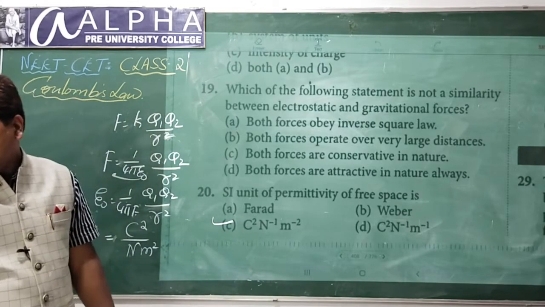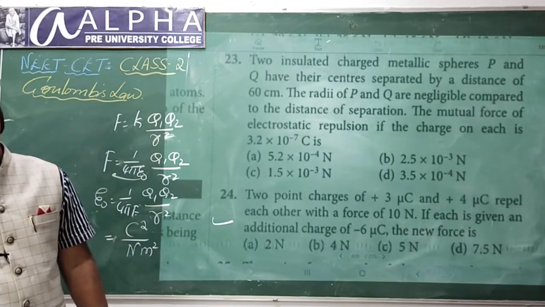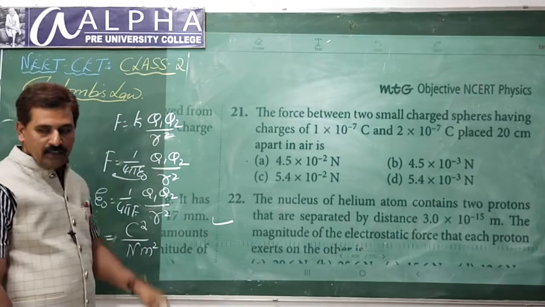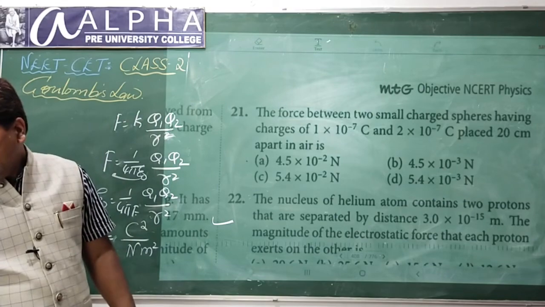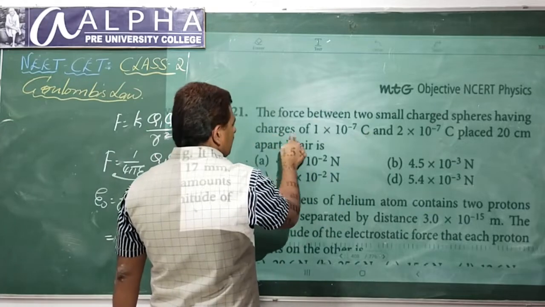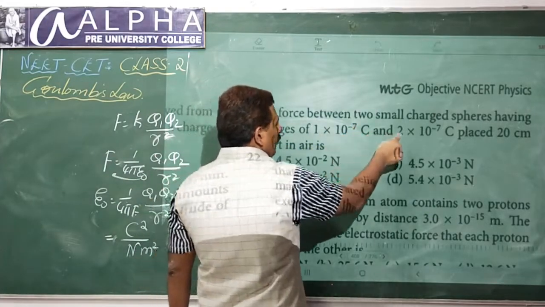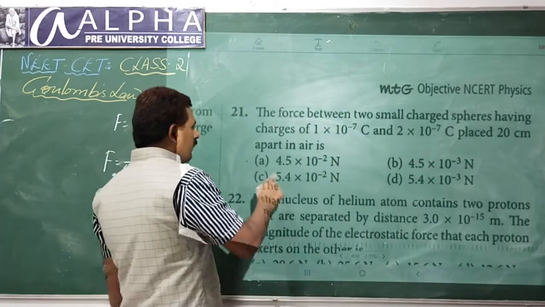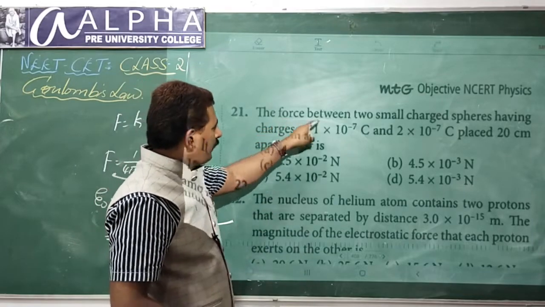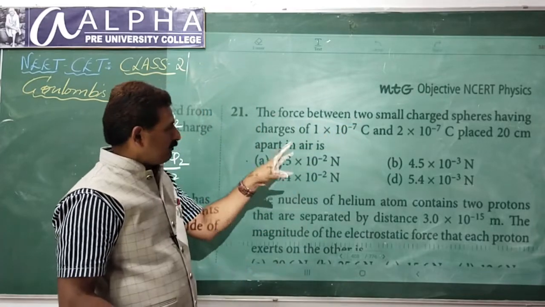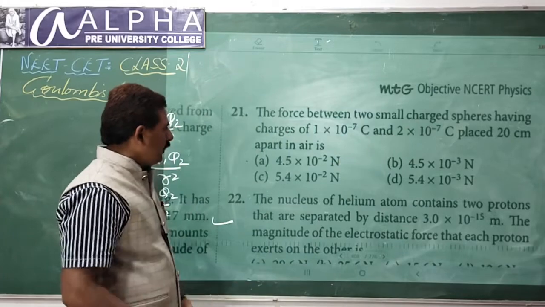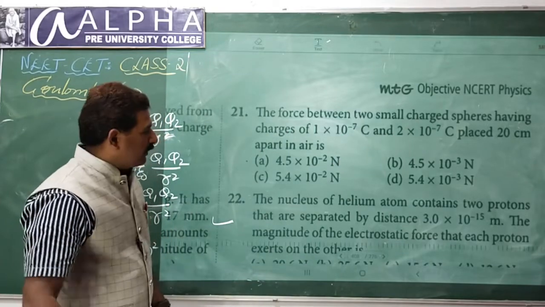We'll move on to the next question. Numerical one. That is question number 21. 21 is an application of Coulomb's law. We'll come to that. Let me read. The force between two small charged spheres having charges 1 10 power minus 7 coulomb and 2 10 power minus 7 coulomb placed 20 centimeter apart in air. Understand once again? Force between two small charged spheres, very small, like point charges you consider. 1 10 power minus 7, 2 10 power minus 7, placed 20 centimeter apart. Okay, we'll come to the calculation part.